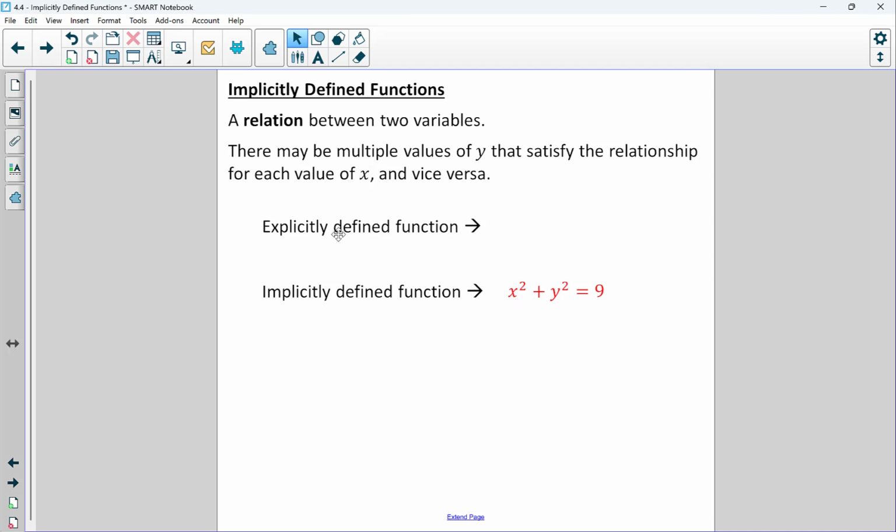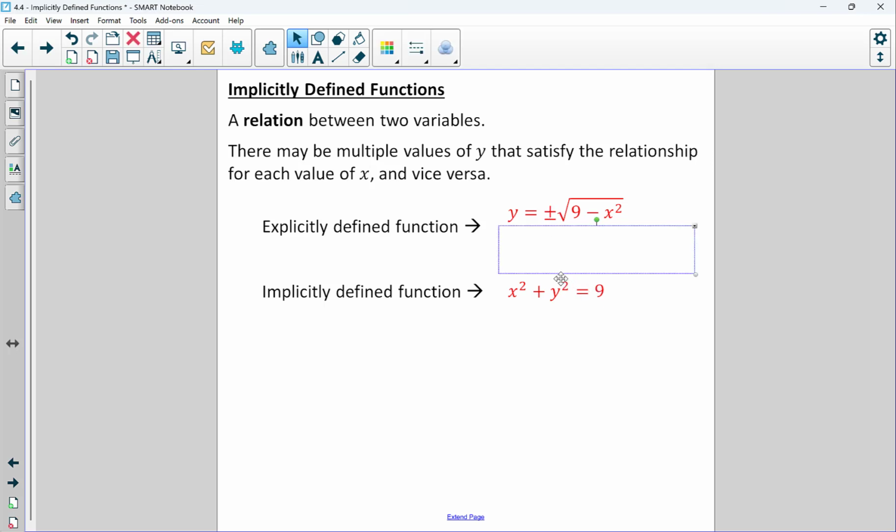Now, we could fix this problem by rewriting it as an explicitly defined function. So y equals plus or minus the square root of 9 minus x squared. Technically, it would either be y equals the positive square root of 9 minus x squared, that would be the top half of the circle, and then y equals the negative square root of 9 minus x squared, that would be the bottom half of the circle. So this is technically two different explicitly defined functions.